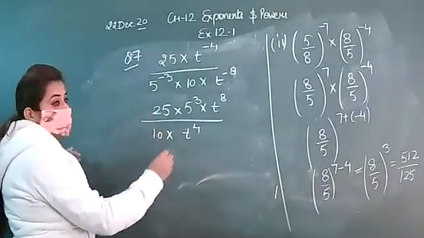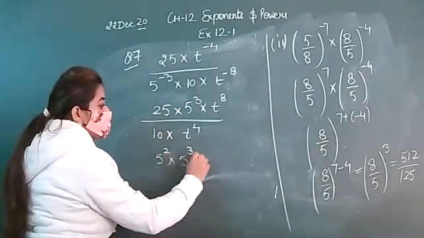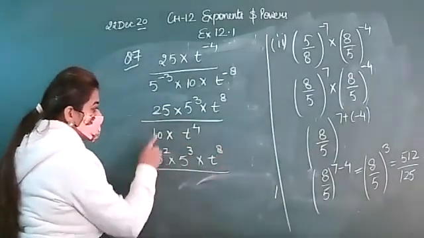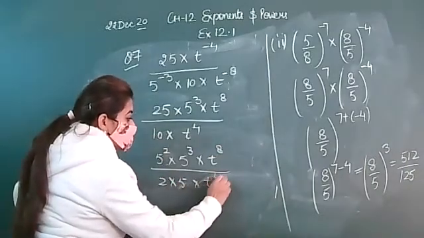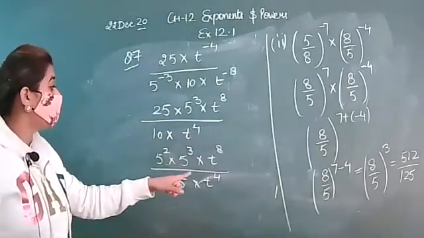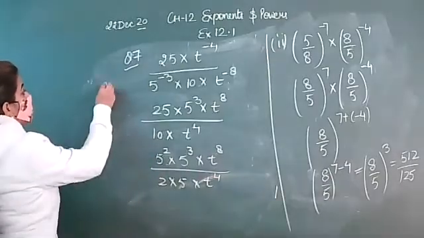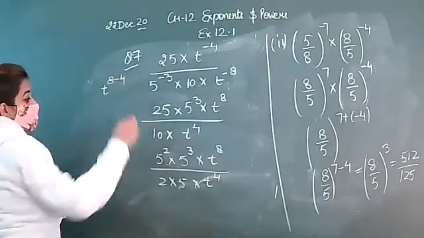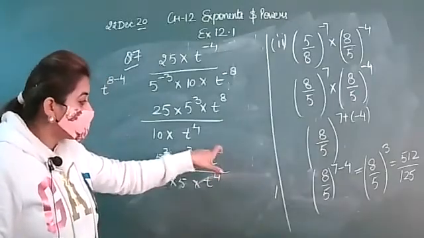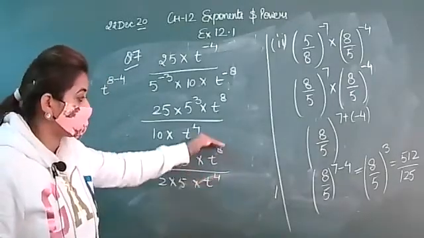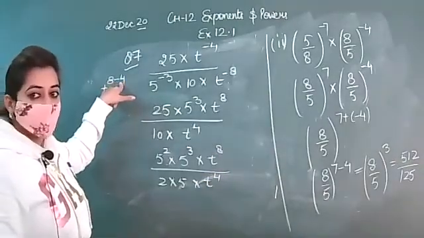Now, solve this. 25 can be written as 5 square. This 5 cube is same. T raised to power 8 is same, and this 10 can be written as 2 5s are 10. Is this clear, beta? Now, these two terms are having the same base and they are dividing, so you will subtract the power 8 minus 4. Keep this in mind that if you take this term in the numerator, this will give you minus 4. When you shift this in the numerator, it will become minus 4. That's why I have written minus 4 with this.